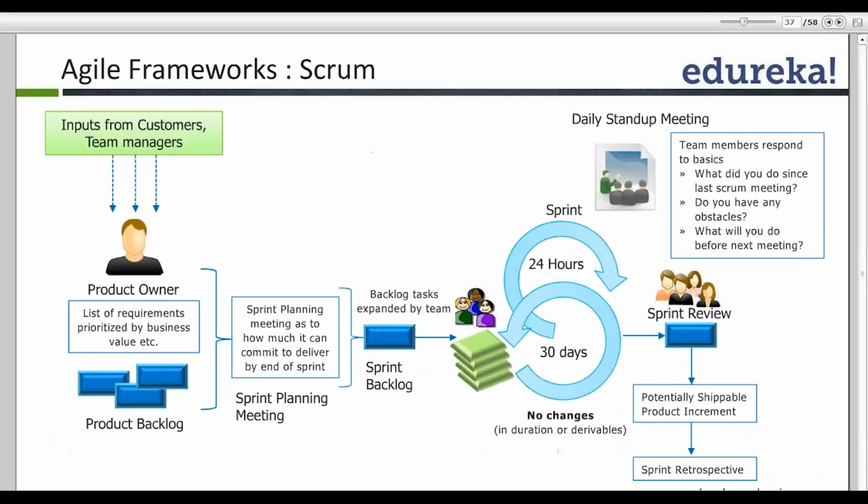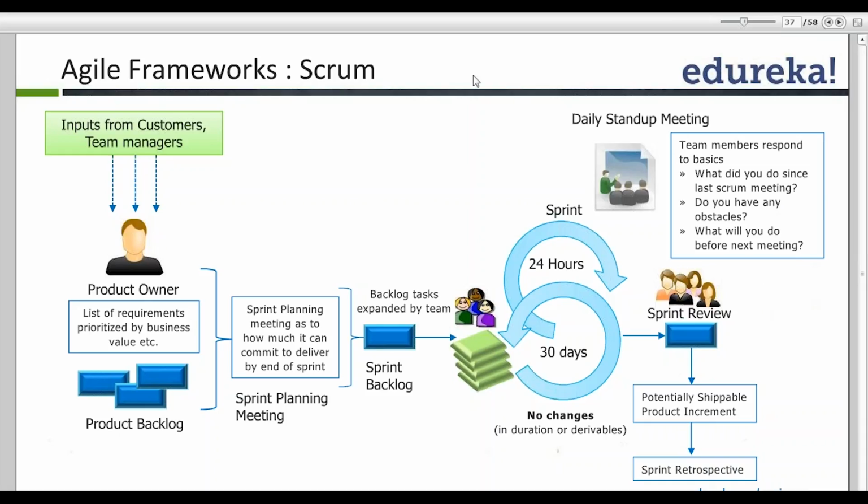Okay. So coming to Scrum. There are two people who developed Scrum. This is a high level diagram, a high level framework of Scrum. Scrum was developed, as I said, by two people, Ken Schwaber and Jeff Sutherland. These are the two people who developed the Scrum methodology.